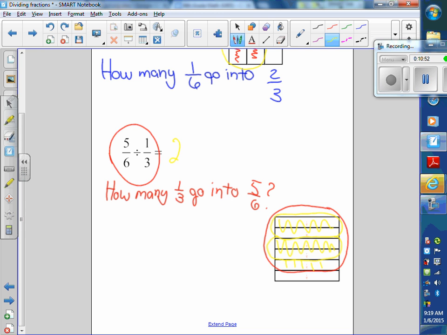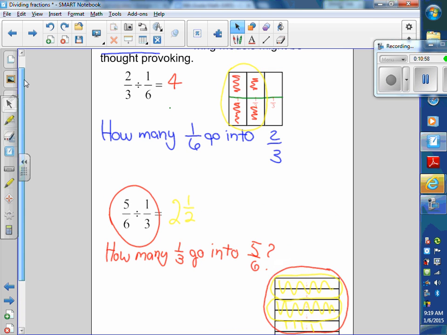This is where the picture is not so helpful. Do you see that? Sometimes the picture is very helpful, sometimes it's not. That's why we don't always want to rely on pictures, and we do want to use some rules.